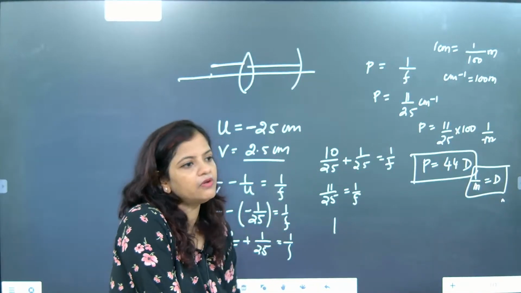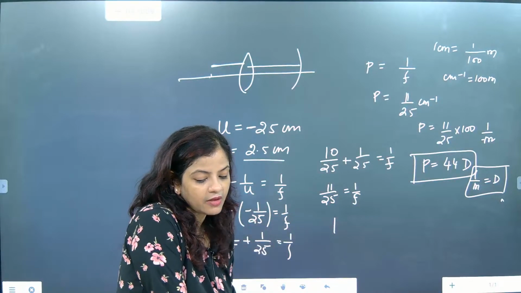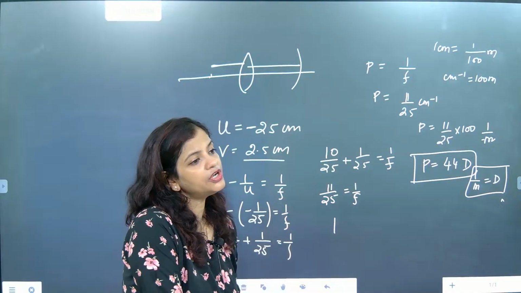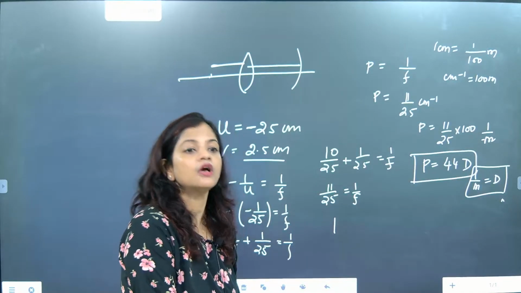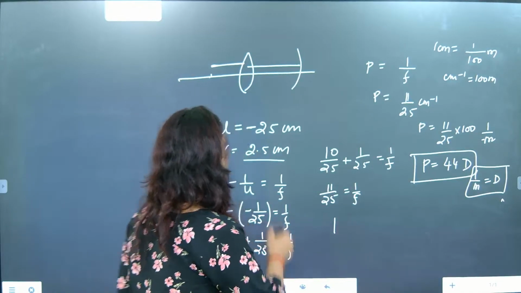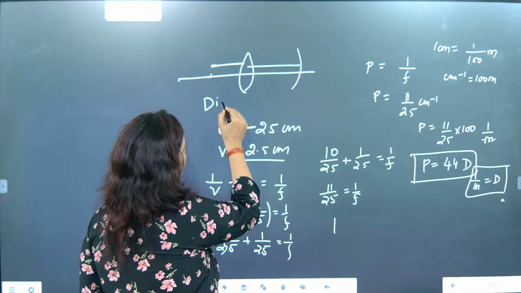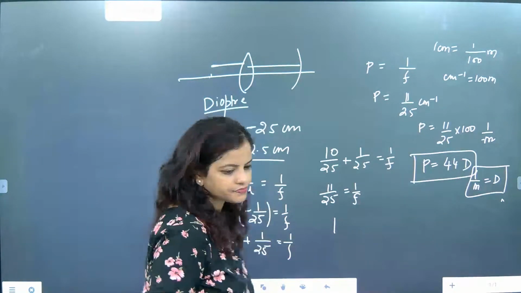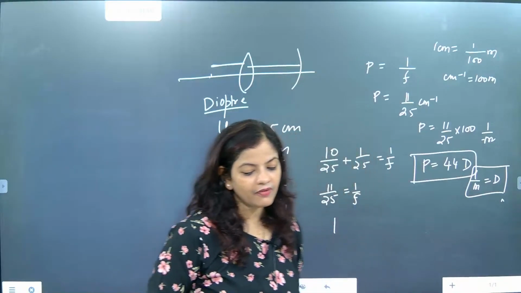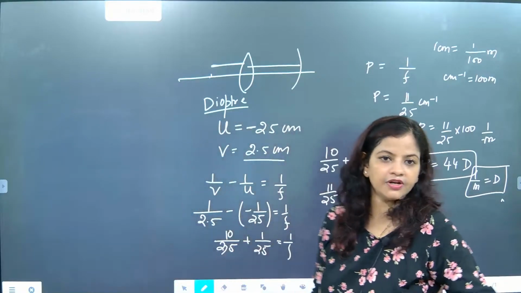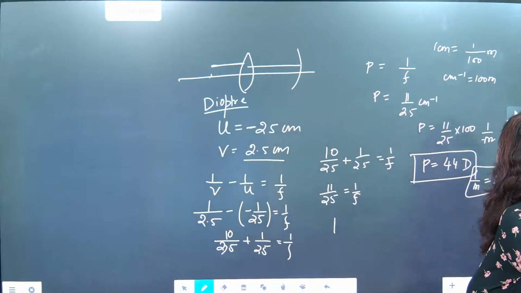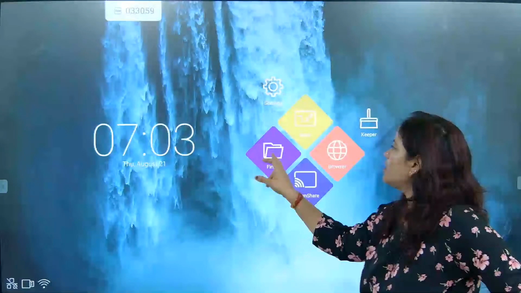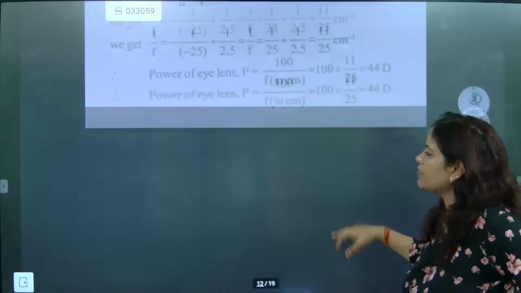Now please remember one thing. Many times in the exam they will tell you to find the value. What is the unit of power of accommodation? Diopter. Understood or not? Diopter. Power of accommodation is diopter. Understood? So let's go back to the work. Now let's go back to the work here, we will check the diopter part also.